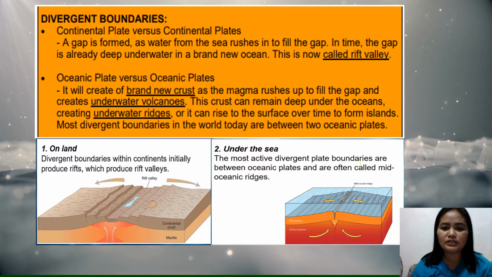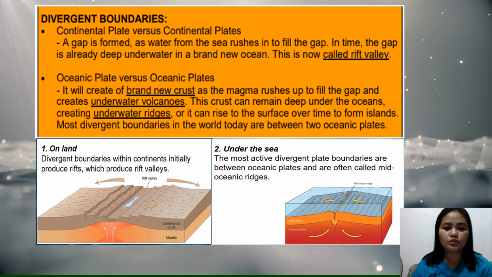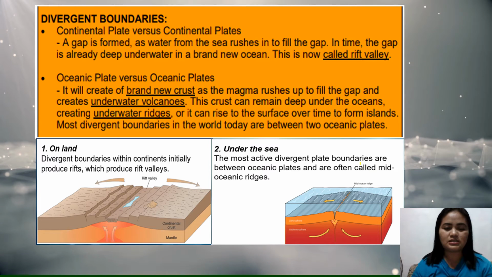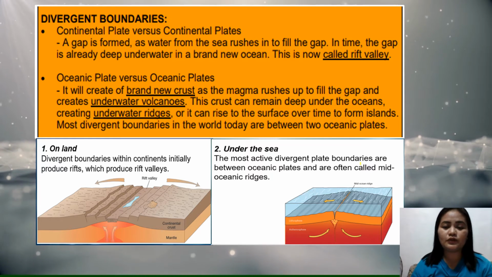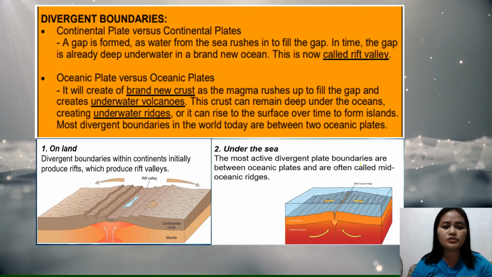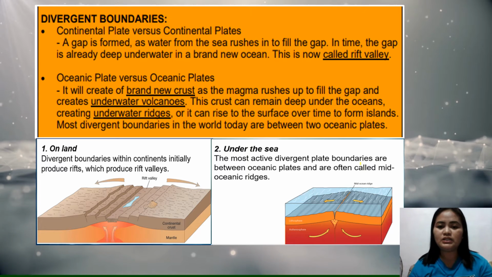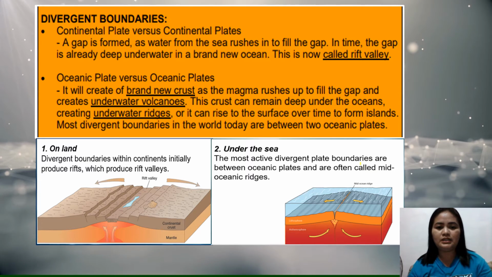This crust can remain deep under the oceans, creating underwater ridges. Or it can rise to the surface over time to form islands. Most divergent boundaries in the world today are between two oceanic plates.